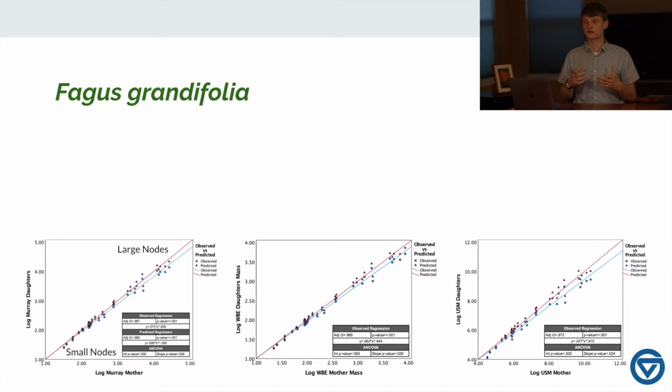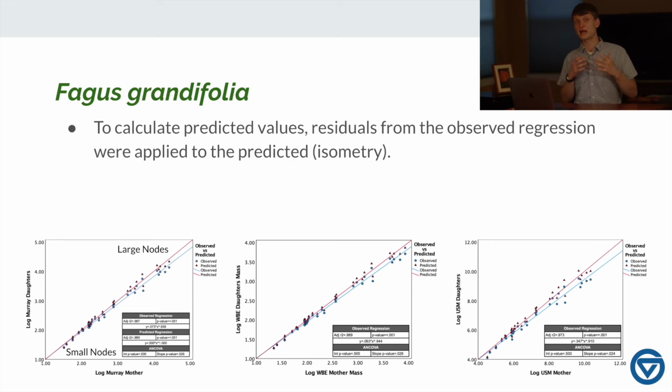And now we're here with the results of Ficus grandifolia. I want to first draw your attention to the figure on the left, talking about Murray's law. On the x-axis, we have the Murray's mothers, and on the y-axis, we have Murray's daughters, and all the figures are going to be set up like that. Then we have our blue line and circles, which are observed, and the red triangles and the red line, which is our predicted. Those predicted values were calculated by taking the residuals from the observed regression and applying them to the predicted. The predicted is just isometry.